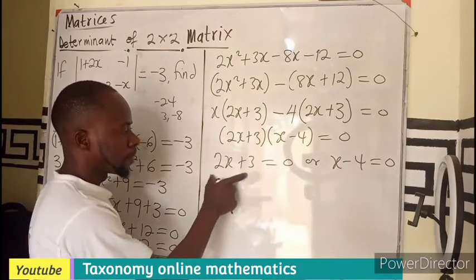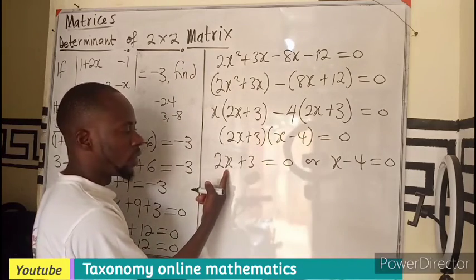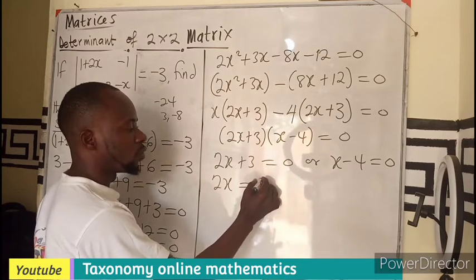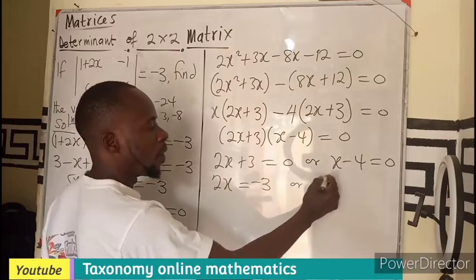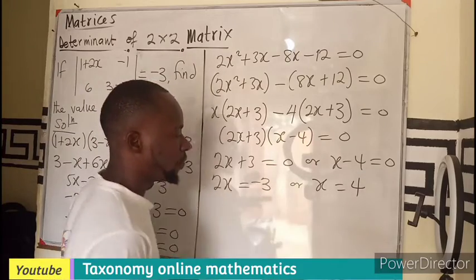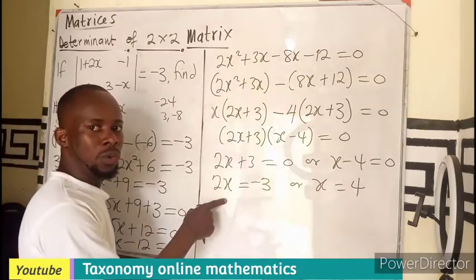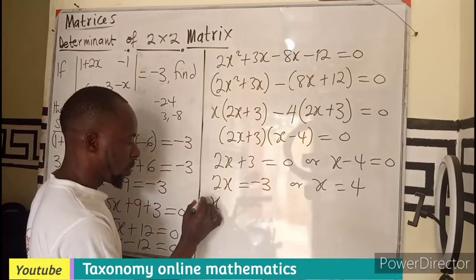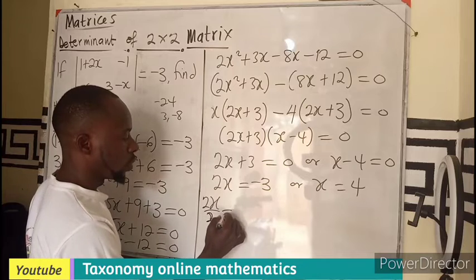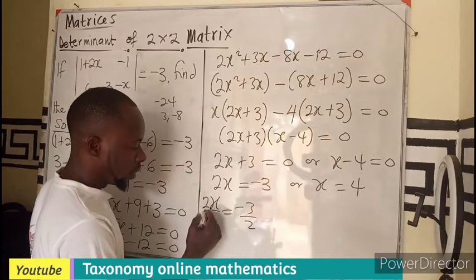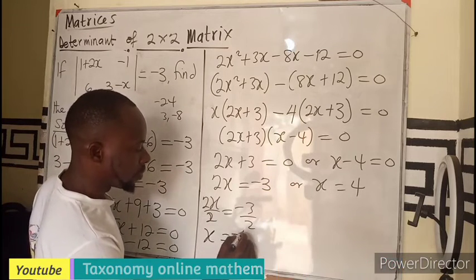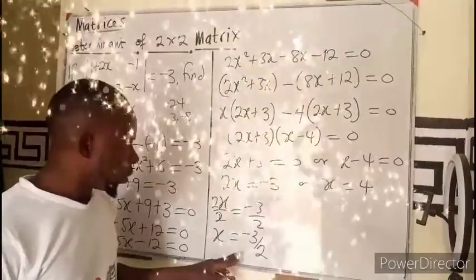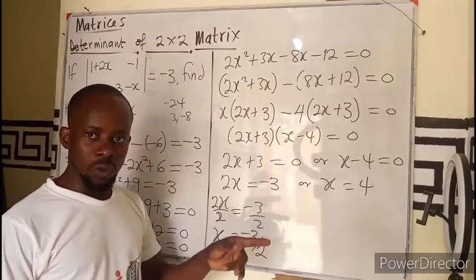What do? In this case, I am going to send this out. 2x equals to minus 3, or x equals to positive 4. I need the x to be alone. So what do? I divide through by 2. So x is going to be minus 3 over 2. So you can see that x is having two values.